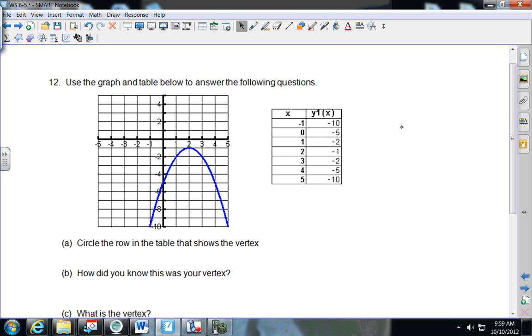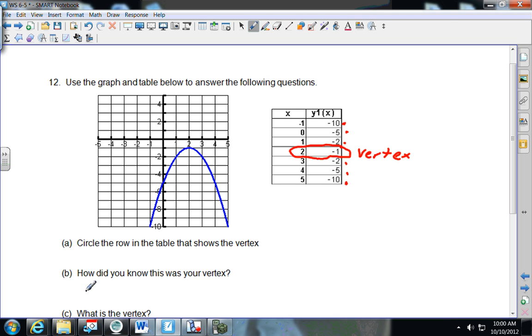How can you tell in a table where the vertex is? It doesn't have a symmetric pair, but what does that mean? It's not always 0. What column would you look in? Look in the y's. -10, -10. They match up, right? -5, -5. -2, -2. What's the only point that doesn't have a date to the prom? 2, -1. Right here. Circle that. That right here is your vertex.